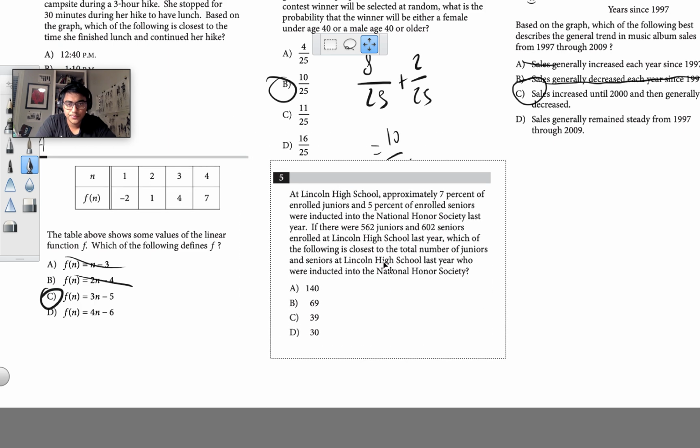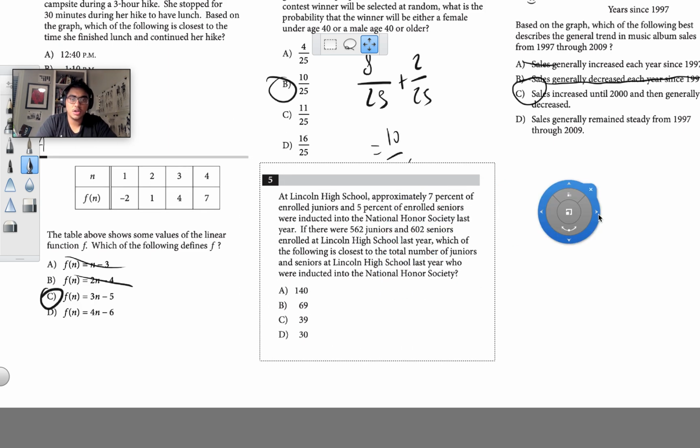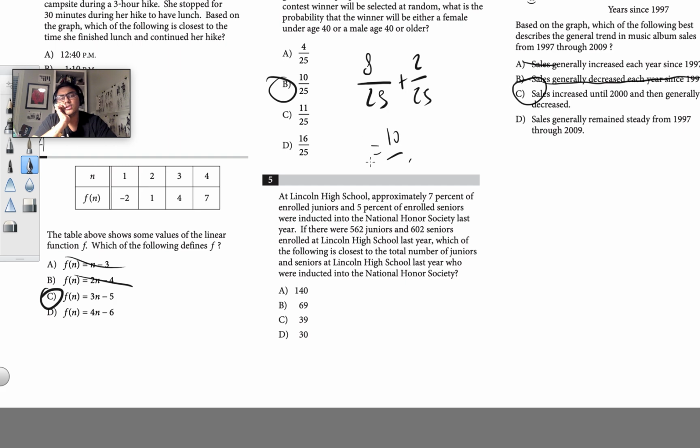Yes. Alright, so at Lincoln High School, approximately 7% of enrolled juniors and 5% of enrolled seniors were inducted into the National Honor Society last year. There were 562 juniors and 602 seniors enrolled at Lincoln High School last year. Which of the following is closest to the total number of juniors and seniors at Lincoln High School last year who were inducted into the National Honor Society?